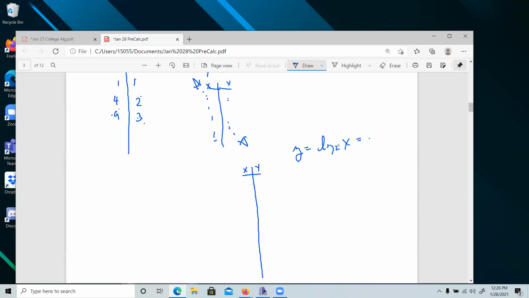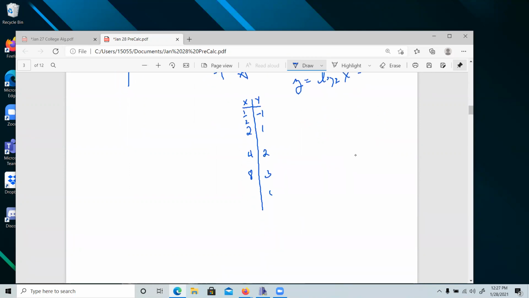So how about I pick a 1 here? Okay. So 2 raised to the first power equals 2. 2 raised to the second power is 4. 2 raised to the third power is 8. All right. How about we do -1, right? 2 raised to the -1 power is half. Okay. How about 0, right? 2 raised to the 0 power is what? Is 1. Okay. So now I have my x's and my y's.